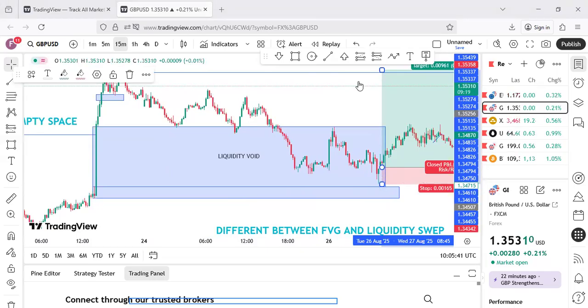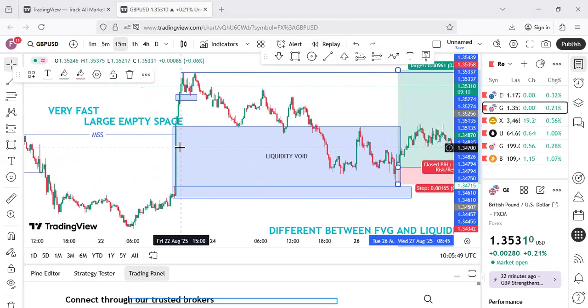Question: at what time frame do I consider the void? Any time frame. This one is the 15 minutes time frame. It's just like a fair value gap. You can use your fair value gap in any time frame. Liquidity void, mitigation block, you can use them in any time frame.